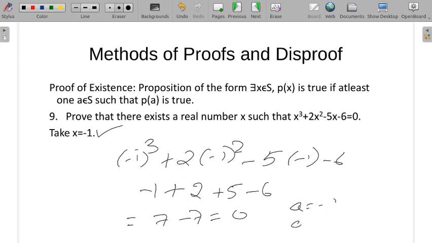We have at least one number a which belongs to set S such that P of a is true. So take x equal to minus 1. That will be the proof of existence. Give at least one example for that proposition and prove that the proposition is true for at least one element.